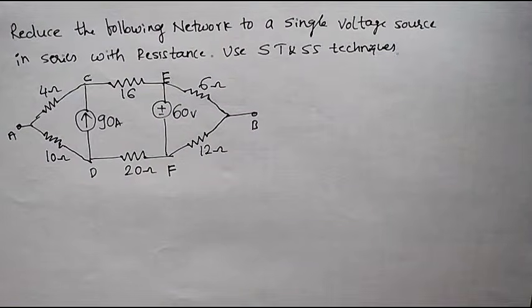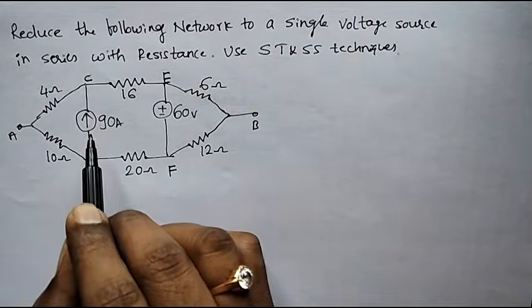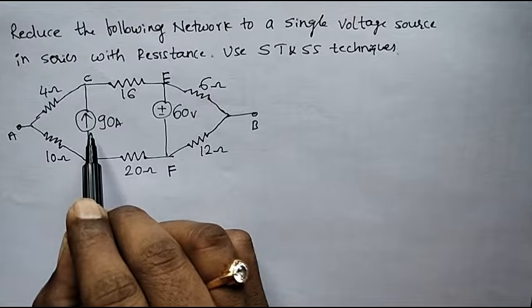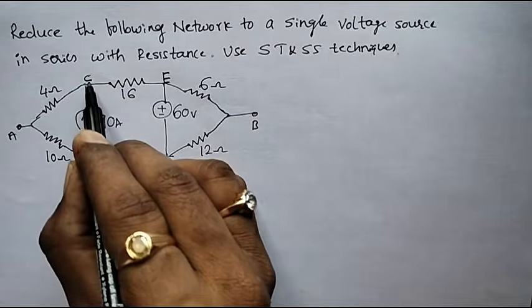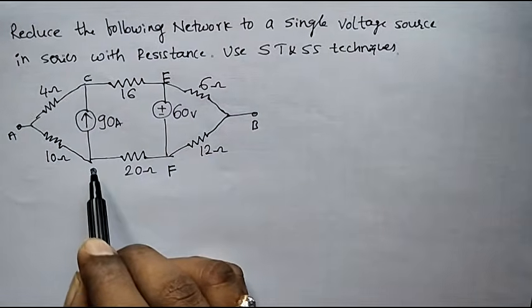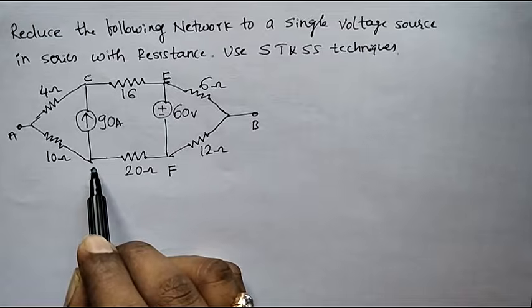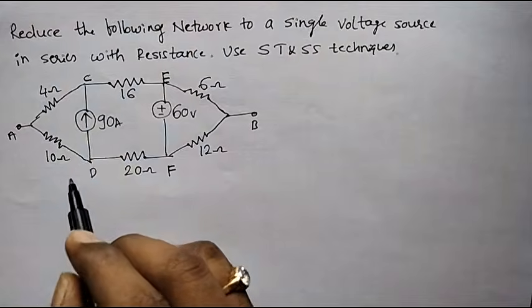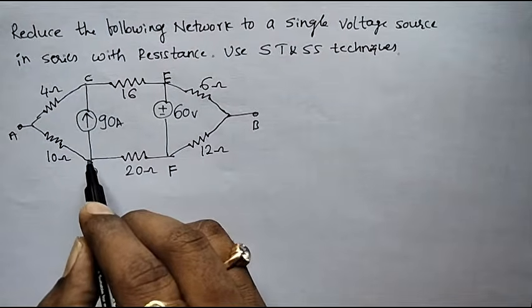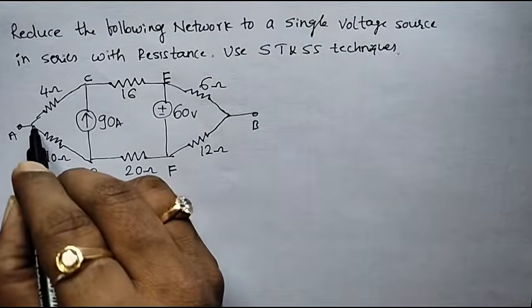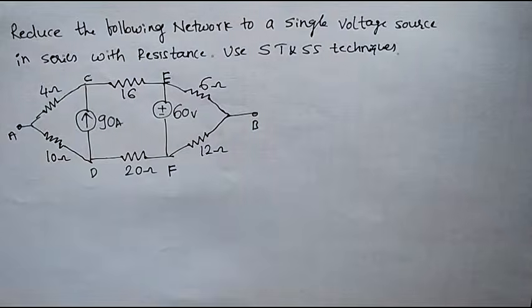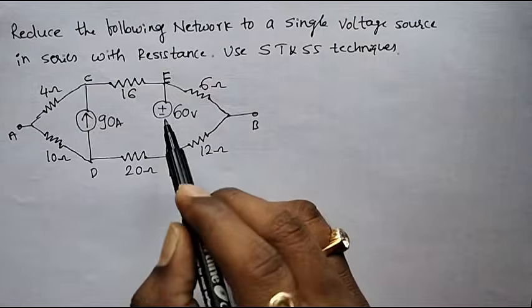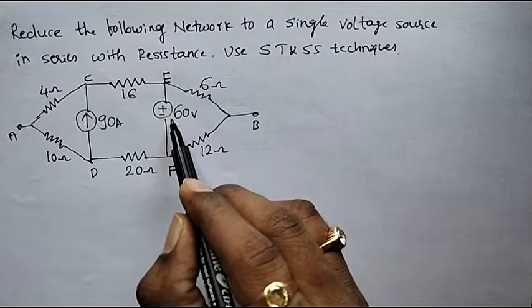In the first step, we'll apply current shifting. We'll try to shift this current. As we know, the current is moving from D to C. Instead of moving from D to C, I'll make the current move from D to A and A to C. It is as good as moving from D to C. Similarly, I can apply voltage shifting here.